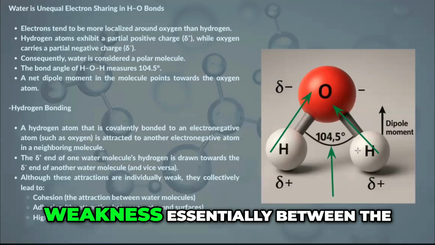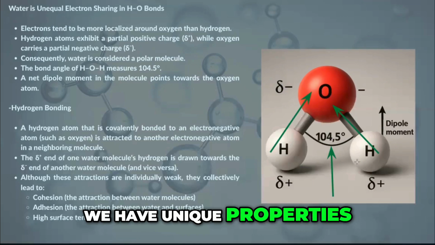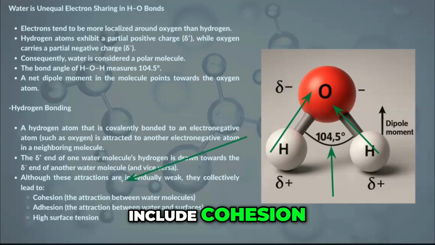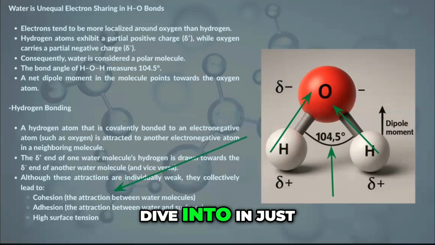And because of this weakness, essentially, between the hydrogen and oxygen, we have unique properties that come about, which include cohesion, adhesion, and high surface tension, which we're going to dive into in just a second.